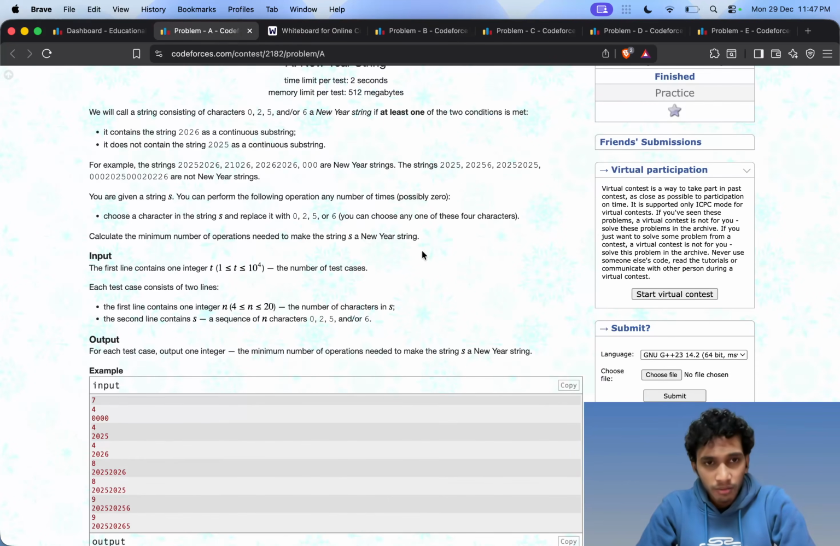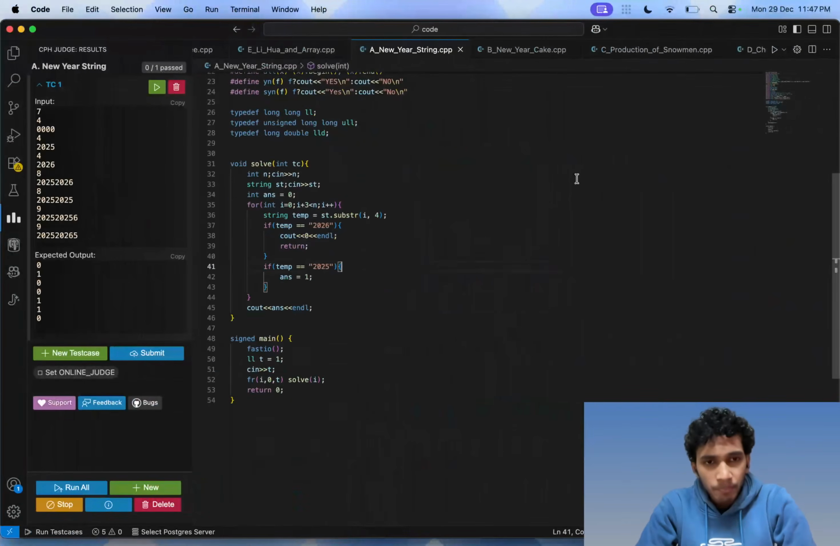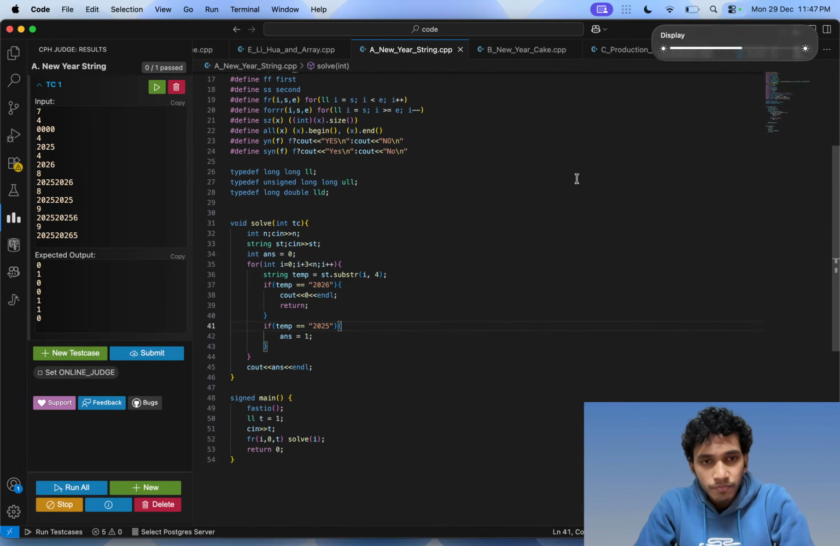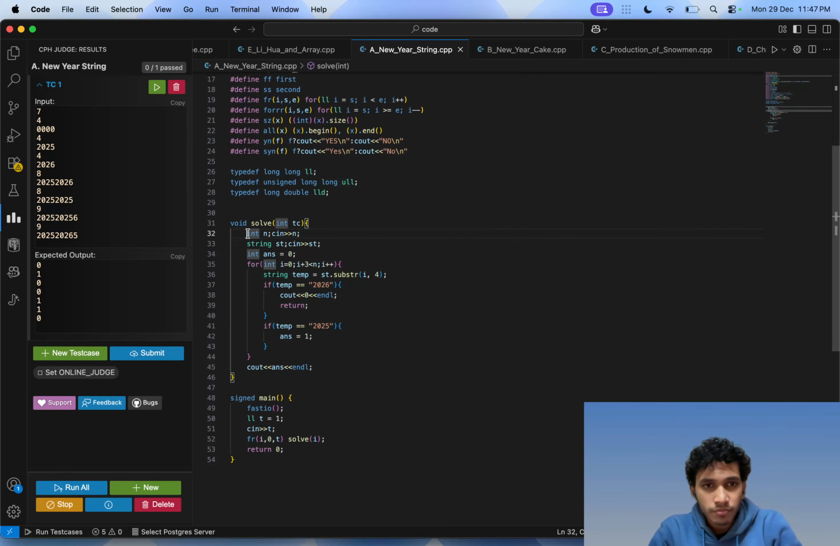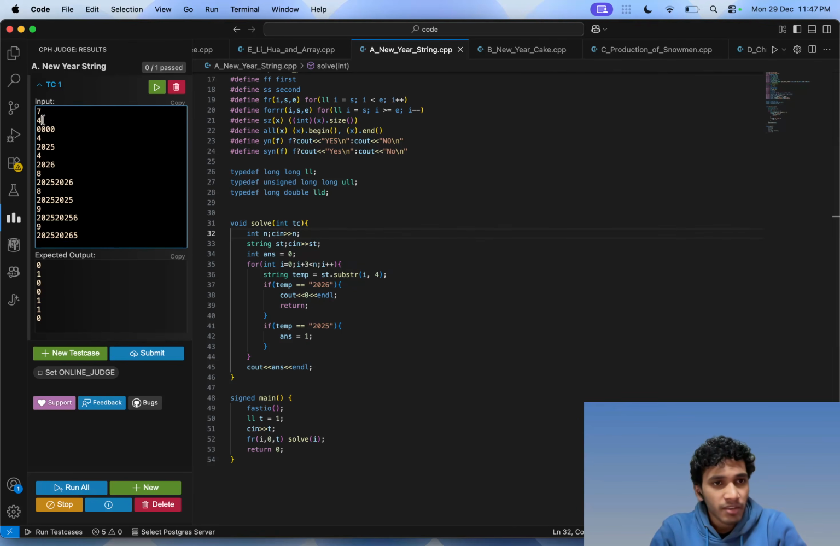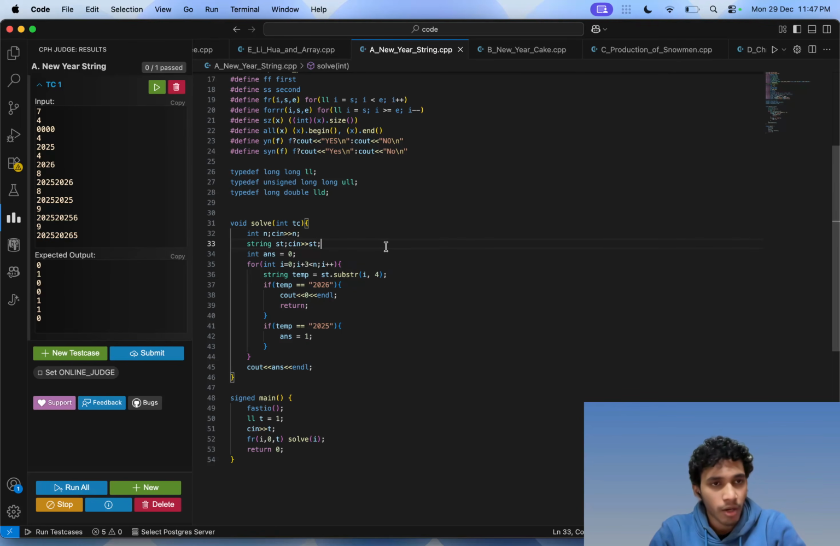Alright, that is it. So let's move to the implementation part of this problem. So we were given a string. The first number is the size of the string and the second input is the string itself. Now iterate over every substring of size 4. Alright, why 4? Because 2025 and 2026 both correspond to a 4 length substring.